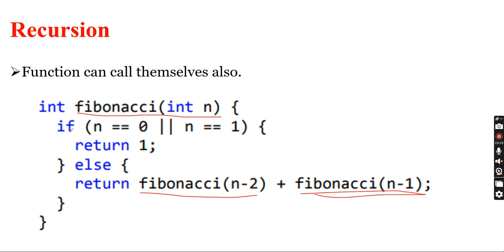So there should be one base case. When this base case is satisfied, for example n equal to 0 or n equal to 1, then this line will be executed and the recursion will terminate.